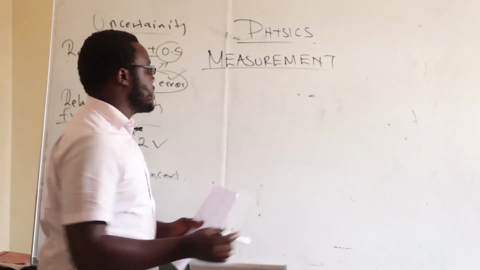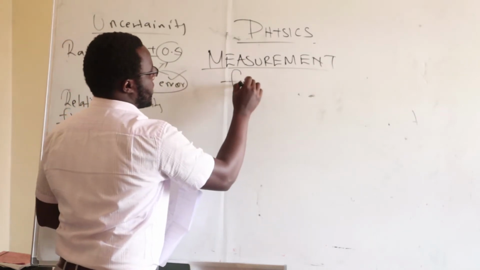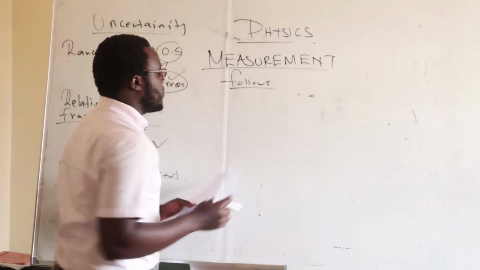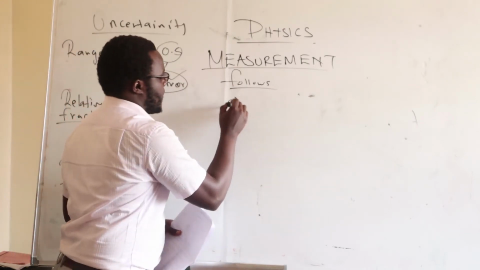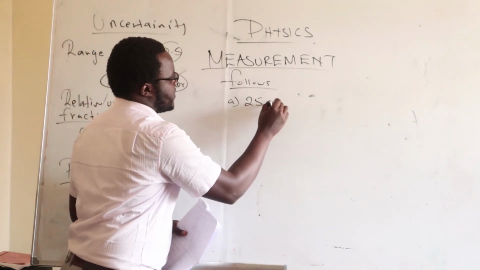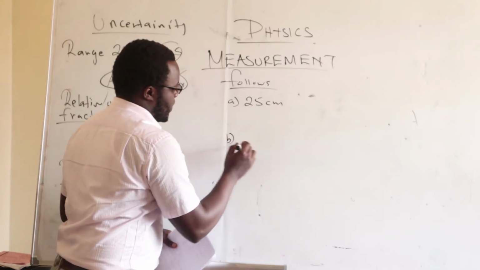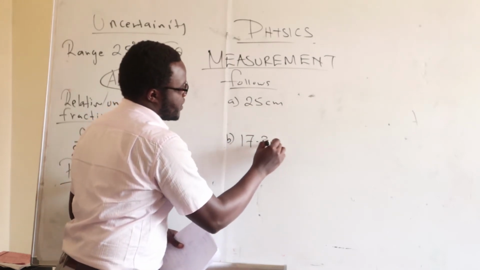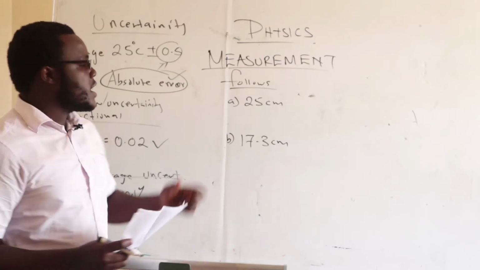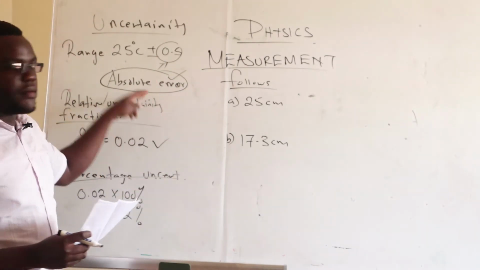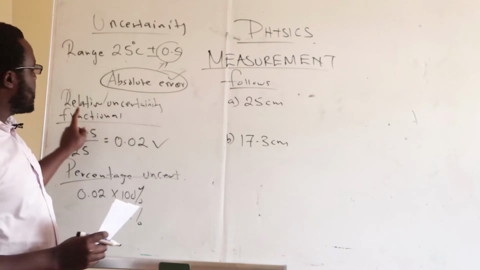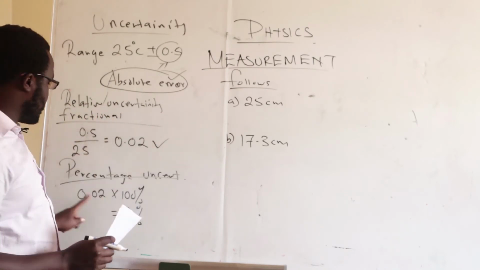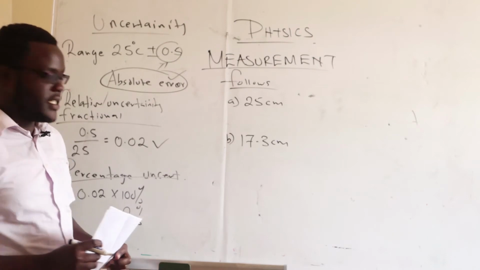So consider this. The following values were taken from a sample. The first one is A, 25 centimeters, B, 17.3 centimeters. Then you are told, can you record the absolute value? Remember that with the absolute value, you can be able to get the relative uncertainty and also the percentage uncertainty.